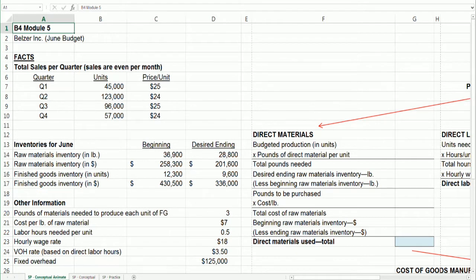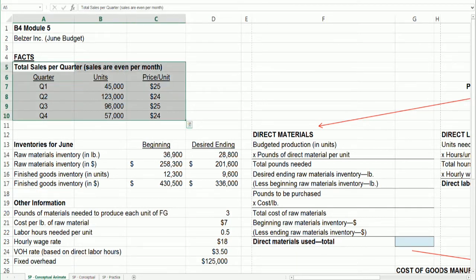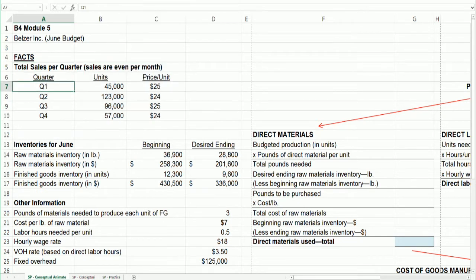Let's look at what we have, and I'll highlight as we go. First off, we have some information about the projected sales. We have it by quarter, but you'll notice that sales are even per month, which means, for example, in quarter one, even though we have 45,000 units, since that's 3 months, we can assume they're selling 15,000 units each month, and so forth. And it looks like we expect the price to vary a little bit between $24 and $25.